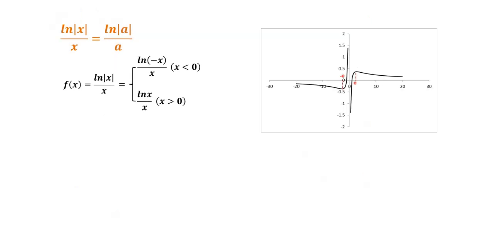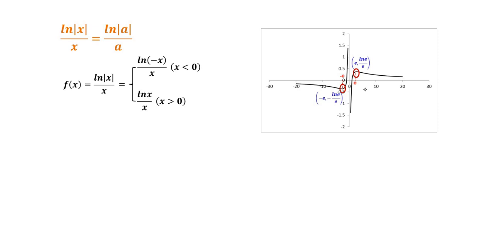What we already have is the local minimum. That is when x is equal to -e and y is equal to -ln e/e. And the local maximum is when x is equal to e and y is equal to ln e/e.